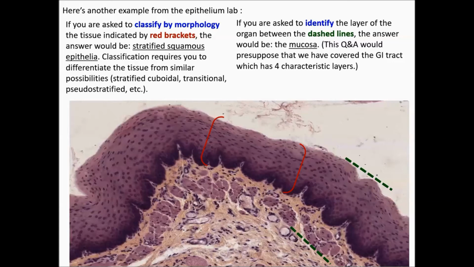All right, let's contrast that with being asked to identify the layer of the organ between these dashed lines, and that is over here. Now that includes that epithelial layer, which we just classified, and a little bit more. The answer here would be the mucosa. In order to answer that correctly, you would have to have studied the GI tract, which we haven't gotten to yet.